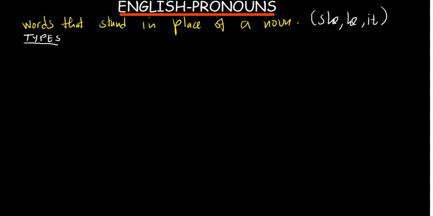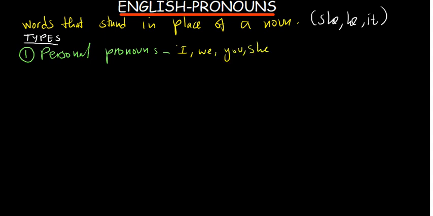So the first type of pronoun is a personal pronoun. What do we mean when we're talking about a personal pronoun? Personal pronouns take the place of names of other people, ourselves, animals, and things. For example, I, we, you, she, and it.